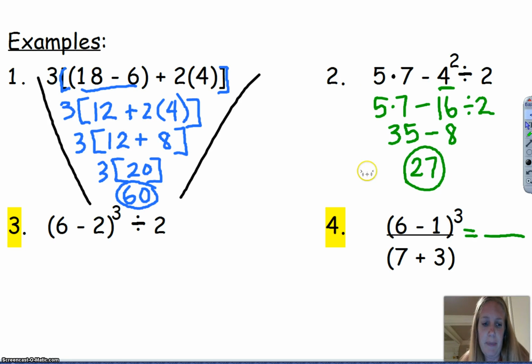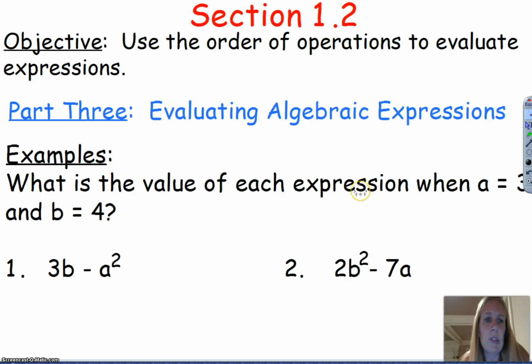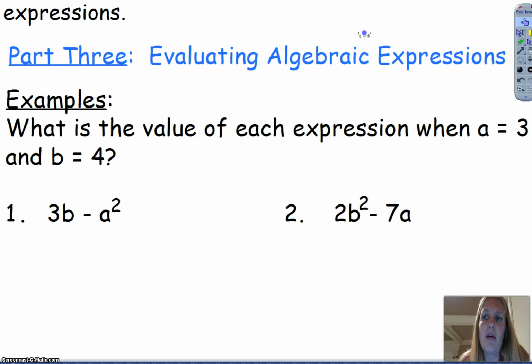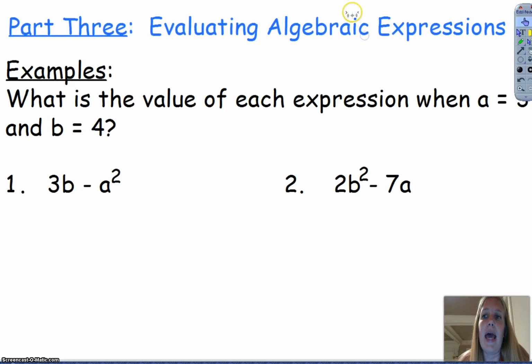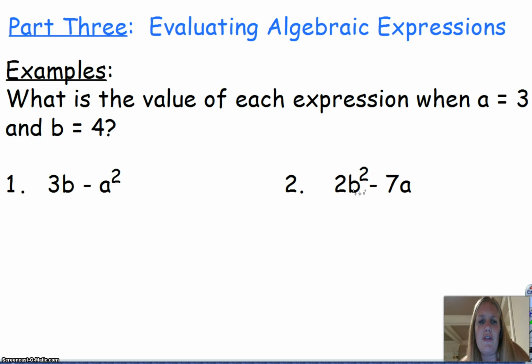Last part, part 3, is called evaluating algebraic expressions. So I'm going to give you an algebraic expression. That means you're going to see variables. And I'm going to tell you what the variables equal, and you're going to substitute in. So this should be kind of familiar, but again, we're adding exponents. We're building on what we have learned from last year.